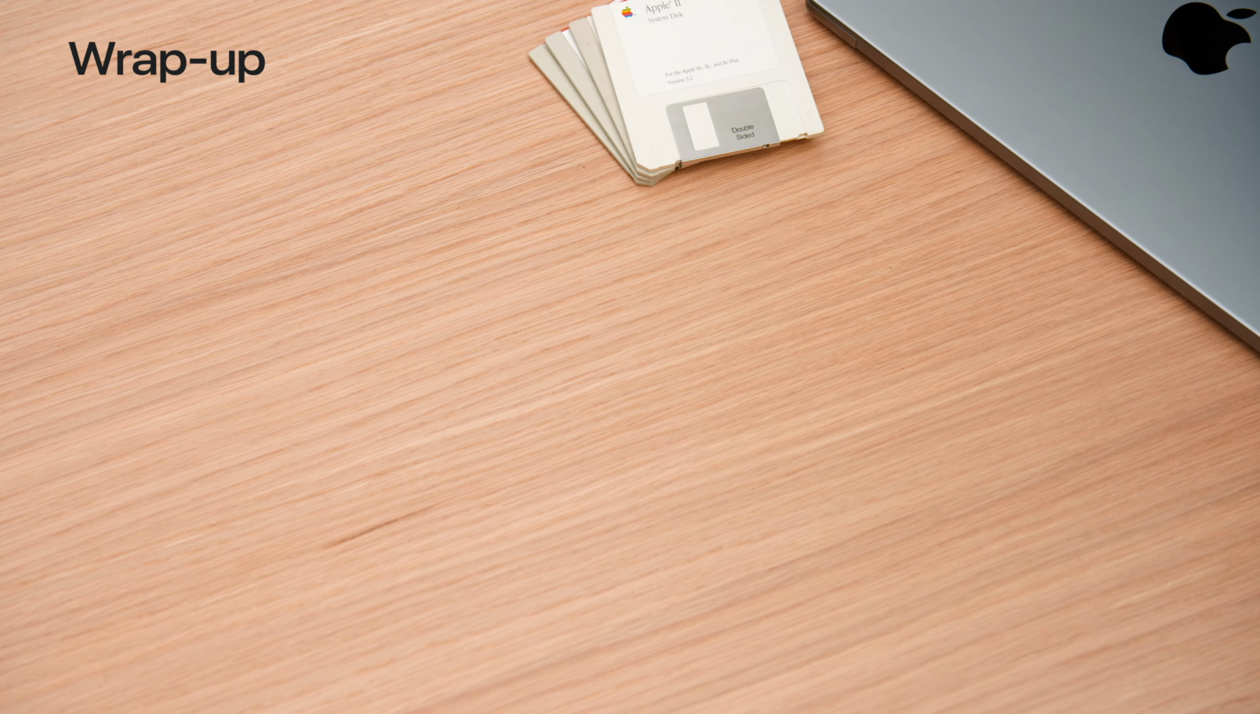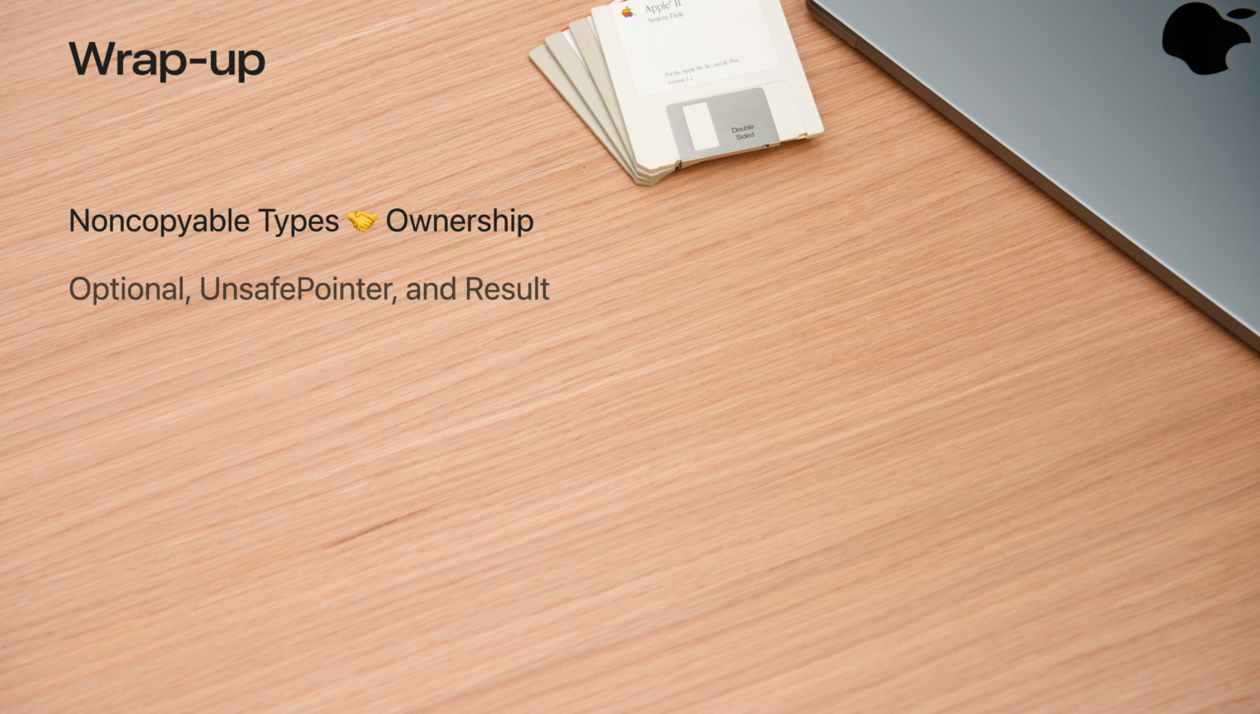Today we've seen how copying works in Swift and where it can create challenges. Non-copyable types are a useful tool to improve program correctness, with the trade-off of thinking about ownership. We've taken our first steps towards adopting non-copyable generics in the standard library, with Optional, UnsafePointer and Result.